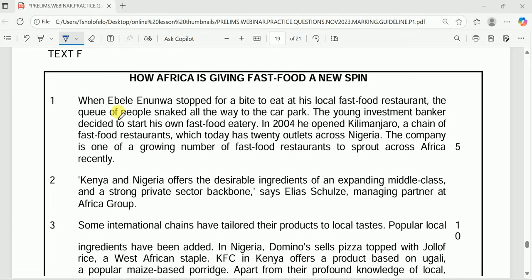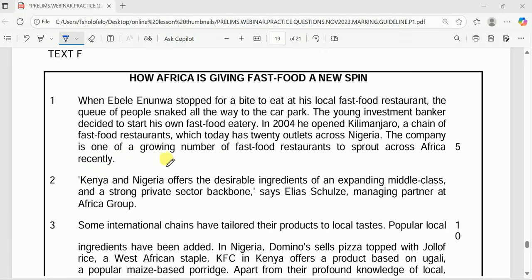Quickly, when Ebele Enunwa stopped for a bite to eat at his local fast food restaurant, the queue for people snacked all the way to the car park. The young investment banker decided to start his own fast food eatery. In 2024, he opened Kilimanjaro, a chain of fast food restaurants, which today has 20 outlets across Nigeria.